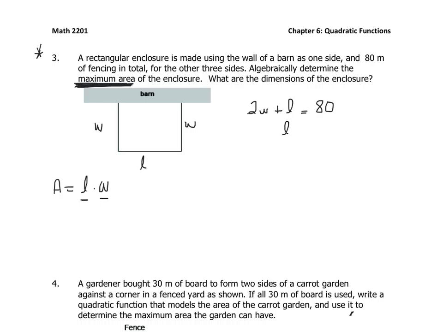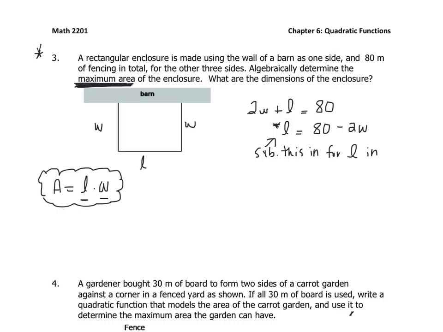And that equation is significant because it allows us to rewrite it for L so that we get L is 80 minus 2W, if we take 2W off both sides of that equation. So that's going to be the equation that we're going to substitute in for L in our area equation, because this is the one that we want to use, the area equation. This is our main equation over here. So we're going to take this and we're going to sub this in for L in the area equation.